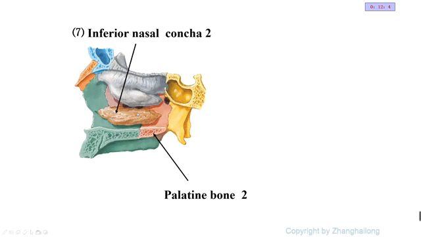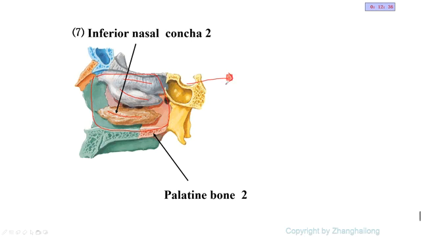The seventh is the inferior nasal concha, here. And from here, you see this wall is the lateral wall of the right nasal cavity. Here the inferior nasal concha, here the middle nasal concha, here the superior nasal concha. But the superior and the middle nasal conchae belong to the ethmoid bone. Yes, they belong to the ethmoid bone.